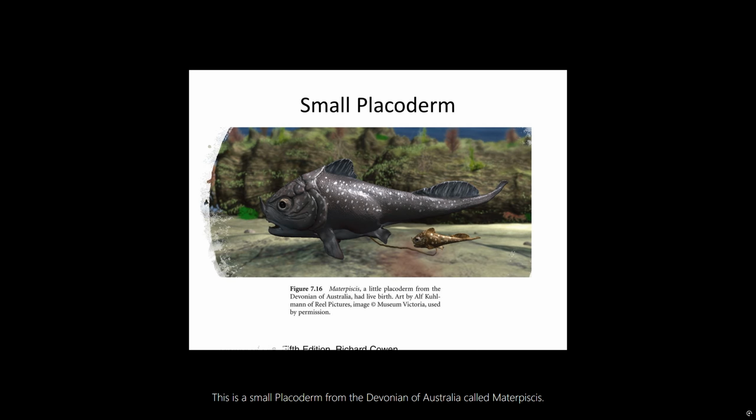This is a small placoderm from the Devonian of Australia called Mater piscis. Mater meaning mother and Pisces meaning fish. Mater piscis got its name because we have evidence from the fossil record that Mater piscis gave birth to live young.